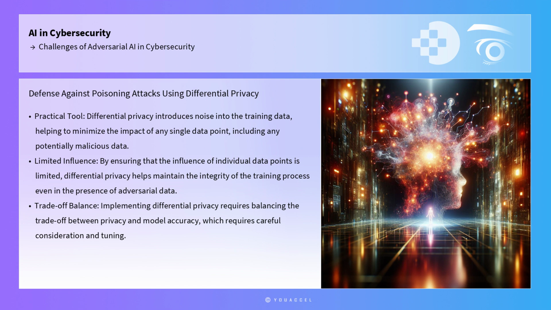One practical tool for defending against poisoning attacks is the use of differential privacy. Differential privacy introduces noise into the training data, which helps in minimizing the impact of any single data point, including any potentially malicious data. By ensuring that the influence of individual data points is limited, differential privacy can help maintain the integrity of the training process, even in the presence of adversarial data. Implementing differential privacy involves balancing the trade-off between privacy and model accuracy, which requires careful consideration and tuning.